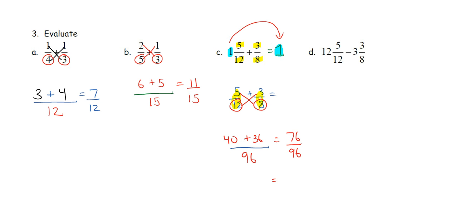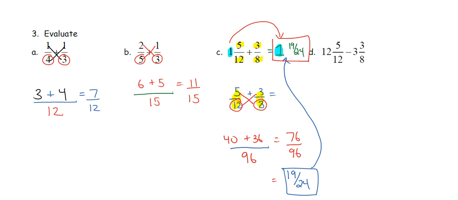All right, if you take 76 and divide that by 96, you can definitely simplify that a little bit more. If you simplify that, that's going to give you 19 over 24. Then what I like to do is take this final simplified answer and tag that along to my final answer above. So this will be 1 and 19 over 24. This is my final answer for question number C, 1 and 19 over 24.